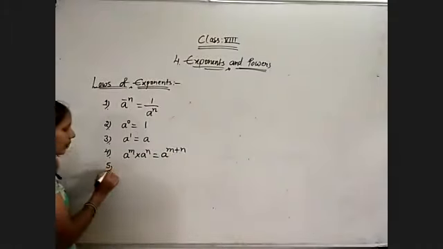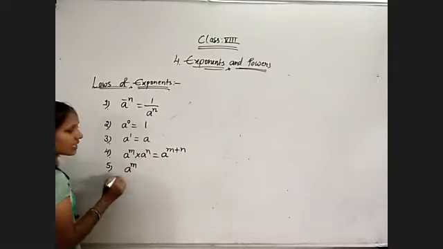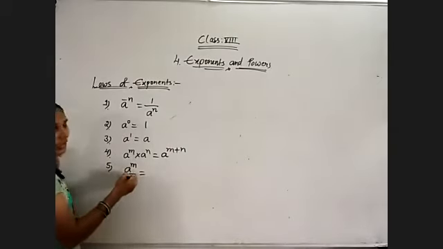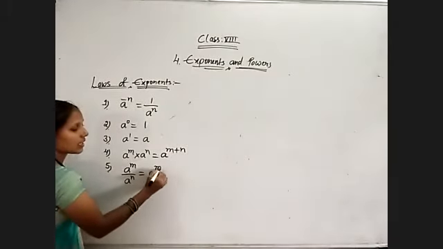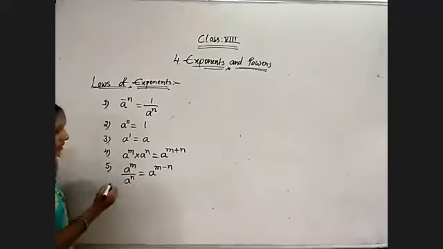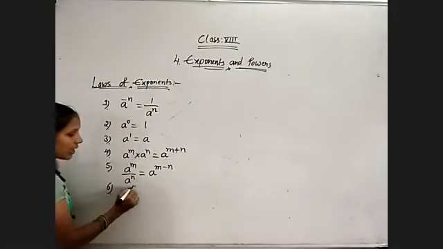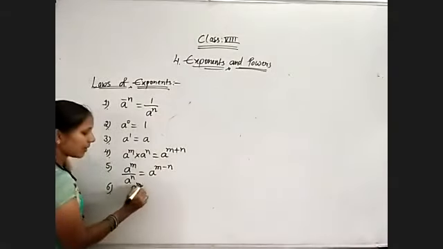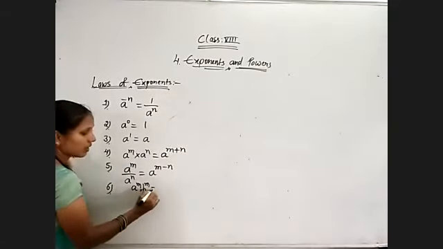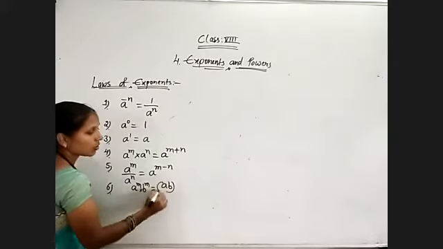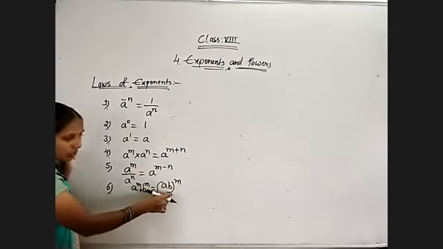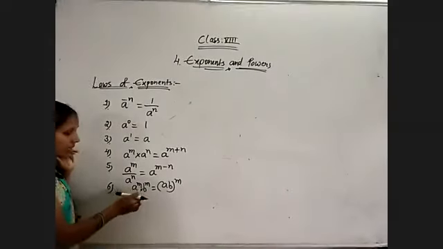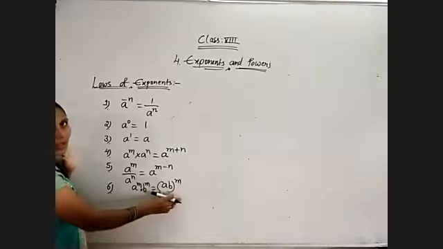Now next, if they are having same base, but they are divided, then their simplification is given by a to the power of m minus n. And next one, when bases are not equal, exponents are equal, a power m into b power m, then a into b whole to the power of m. So if they are in the question combiningly given, we need to separate. If separately given, we have to combine for simplification.